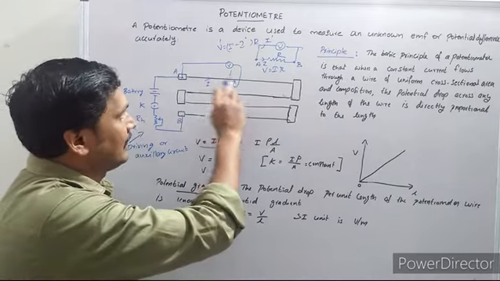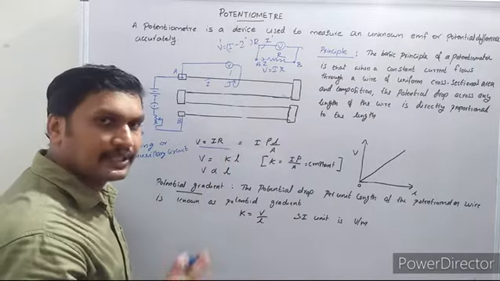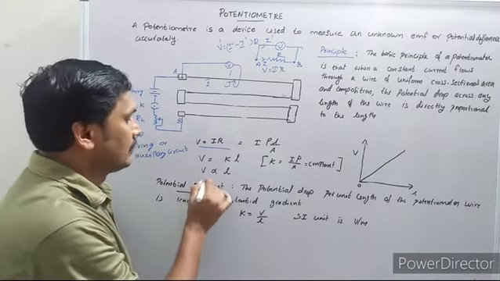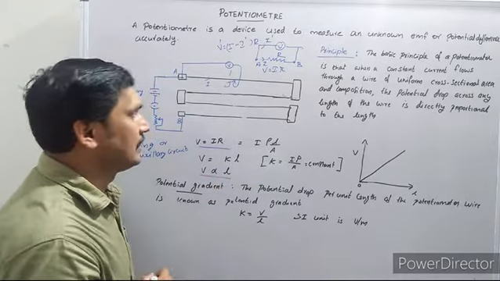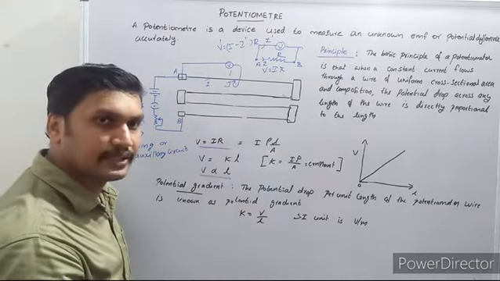Potential across any length of the wire is directly proportional to the length of the wire. That is, V is directly proportional to L. That's the working principle of a potentiometer.